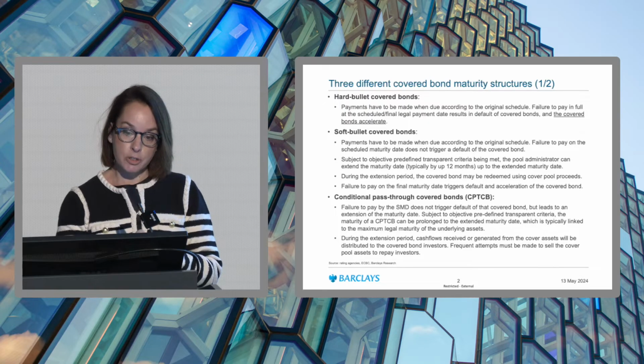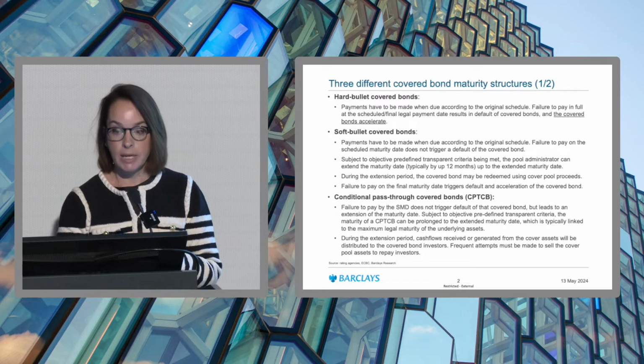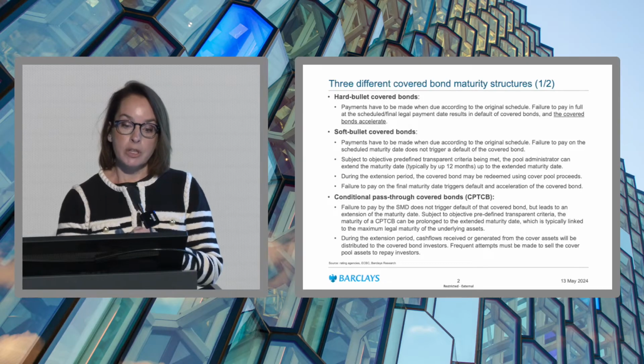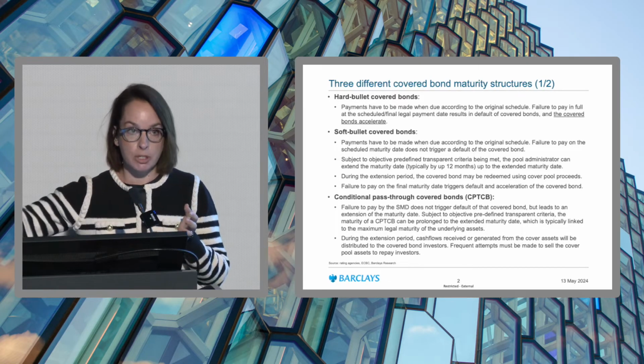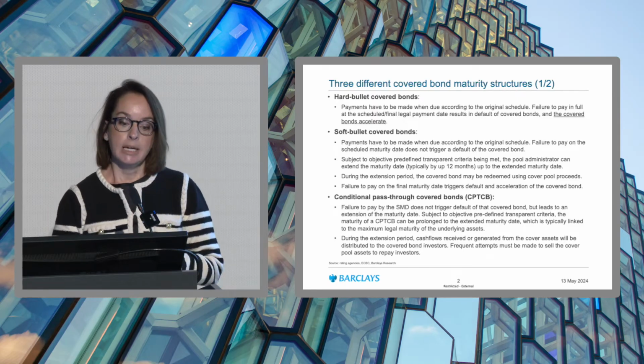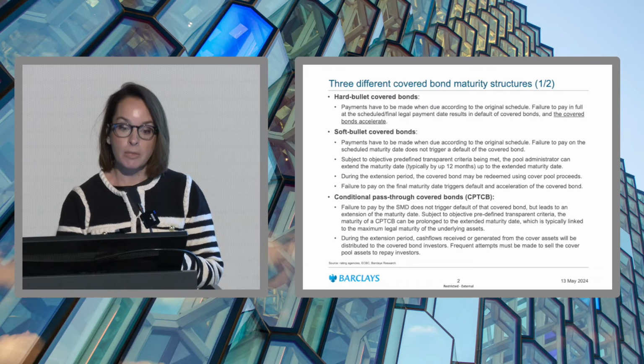And during this extension period, covered bonds can be redeemed using the covered bond proceeds. Now, acceleration of covered bonds only happens when there is a failure to pay on the final maturity date, i.e. the additional extended maturity date. And now the third type of covered bond structure is the conditional pass-through covered bonds.